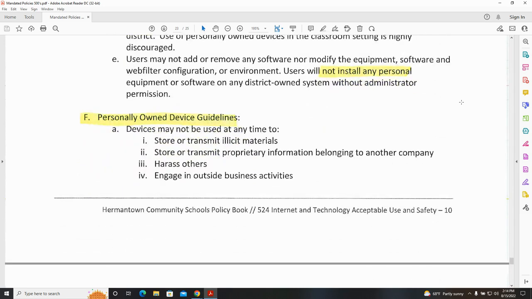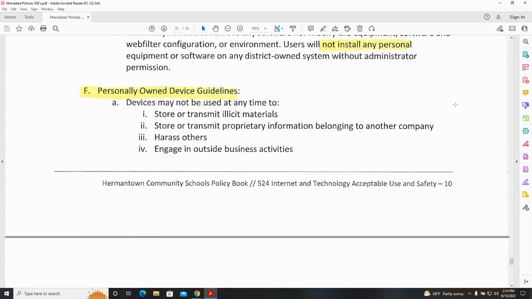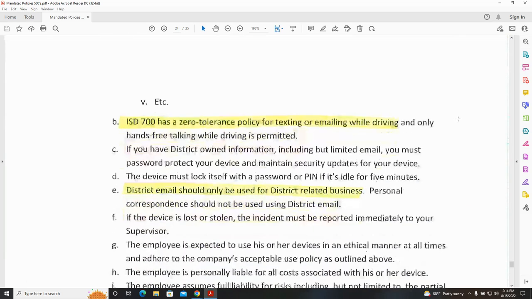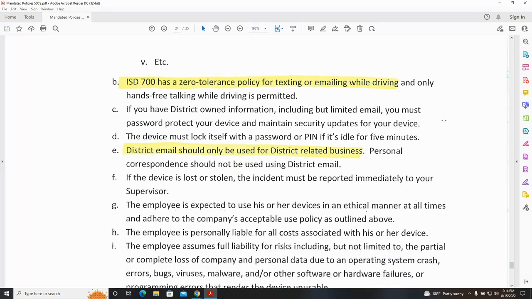Personally owned device guidelines: basically all of the policies apply when on school grounds or using school Wi-Fi. We're typically talking about school devices such as Chromebooks or iPads, but ISD 700 also has a zero tolerance policy, which is also in state statute, for texting or emailing while driving. Anytime you are driving for a school purpose or driving a school vehicle, make sure there is no cell phone usage; the hands-free law is in act. District email should only be used for district-related business.